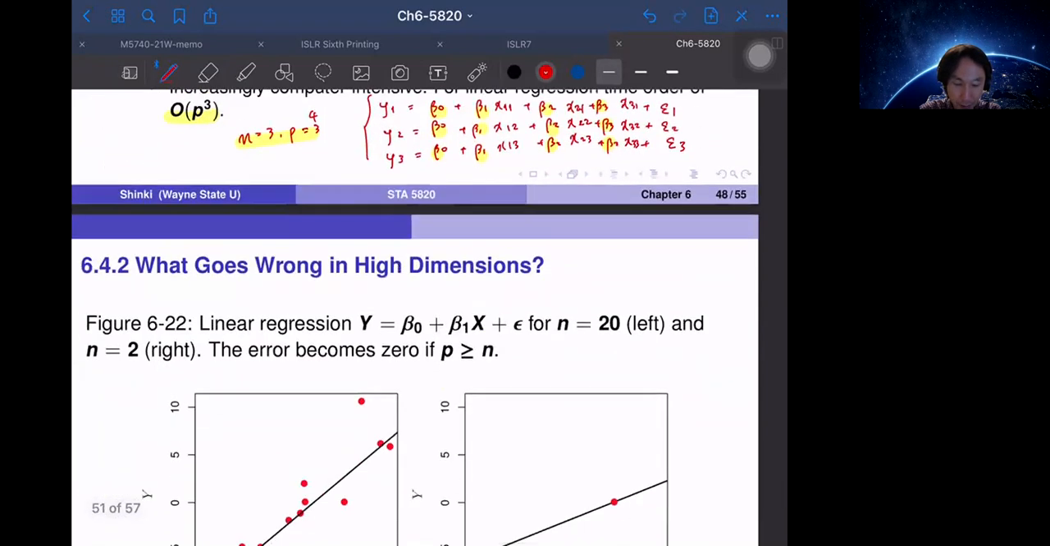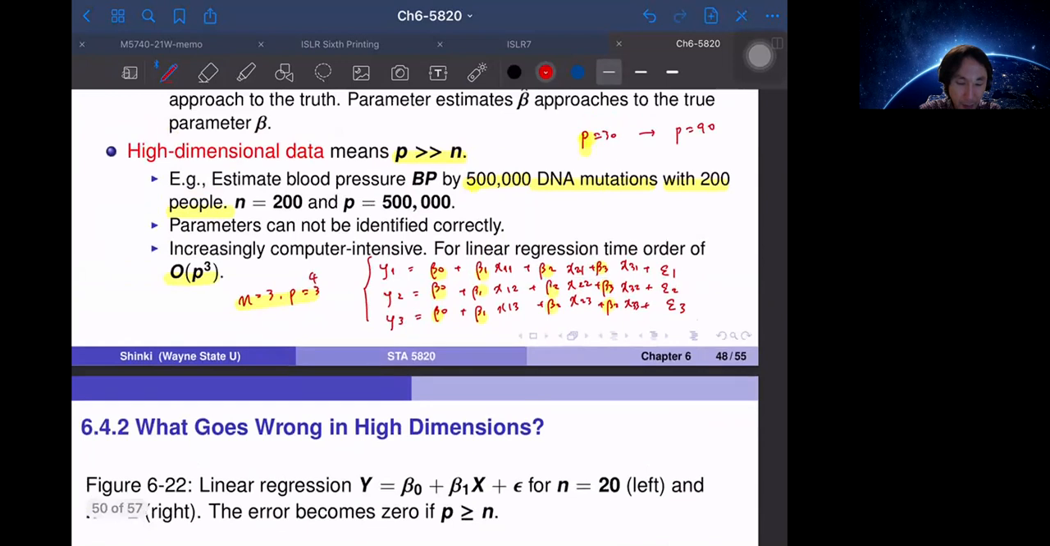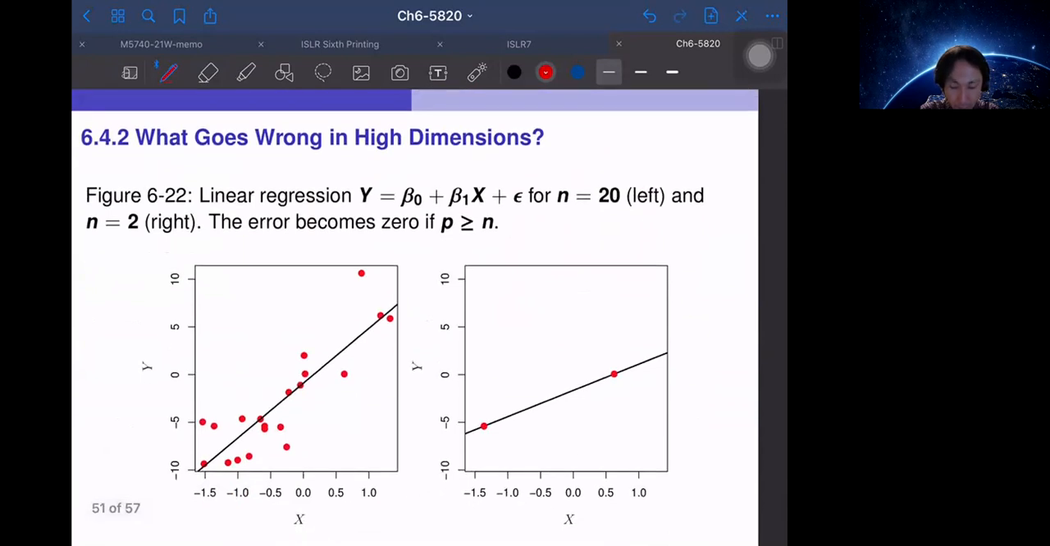Yeah. So large p small n problems are really difficult in terms of identification of parameters, but also the computational cost is a problem.